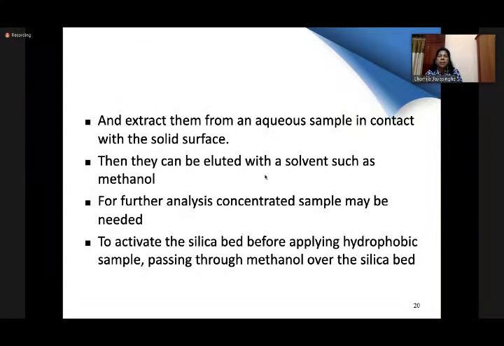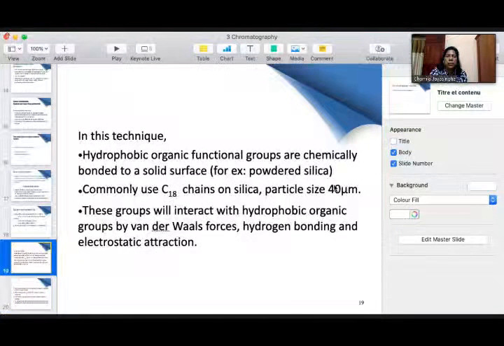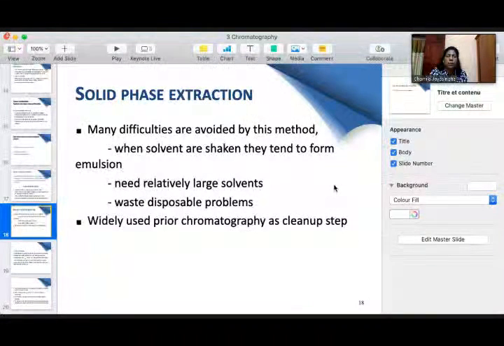And after that, once we run all the aqueous sample, then we run methanol. When the methanol is going, methanol is very happy to attach with the hydrophobic functional groups. Then methanol takes those functional groups out of the column. So this is the solid phase extraction technique, right? Are there any questions?